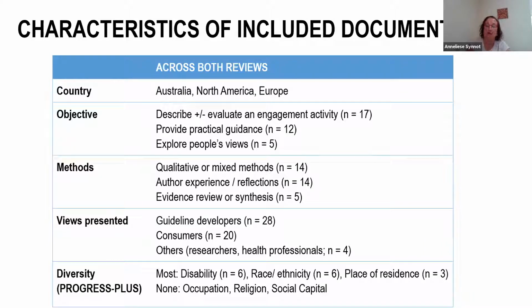and they could be based on some kind of literature review or just the experiences of the authors, and some primary research that was exploring consumers' and or guideline developers' views on the topic. So a real mix of methods that people used, and really nice to see an almost 50-50 split in terms of presenting the views of both guideline developers and consumers. And you can see with regards to the diversity question in particular, that most commonly we found documents looking at disability, race, culture, ethnicity and health, and place of residence.